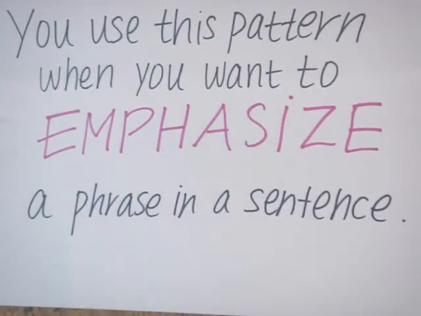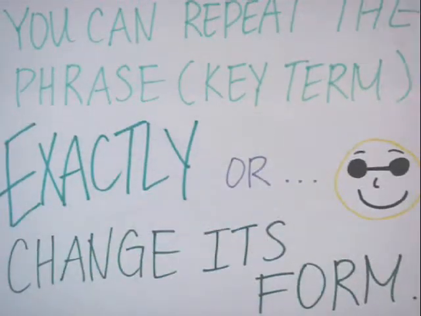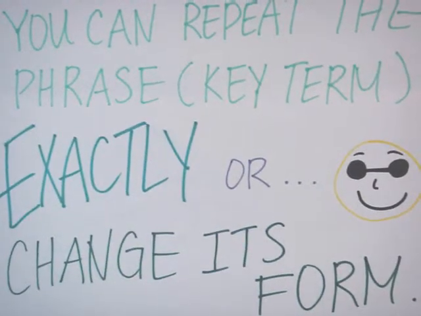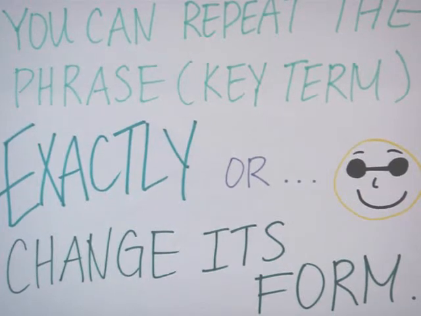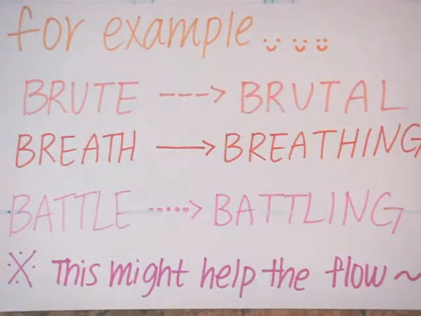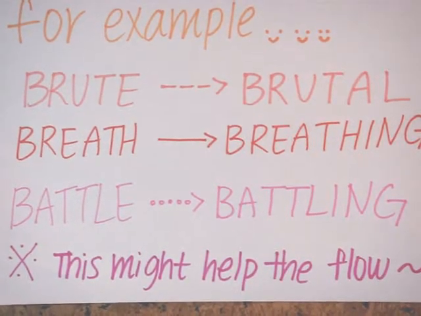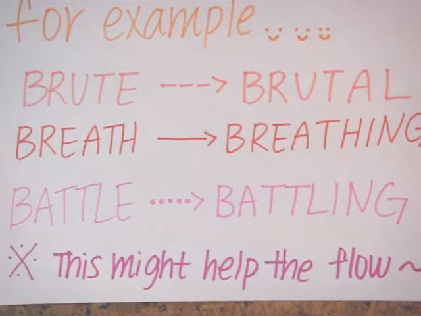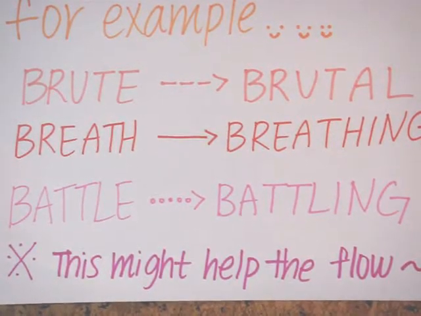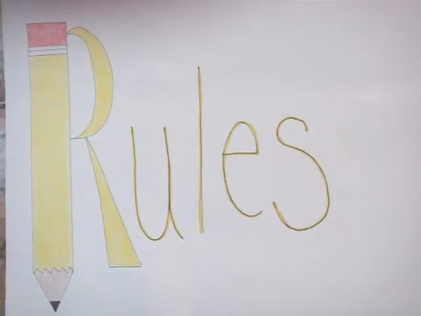You use pattern 9 when you want to emphasize a phrase in a sentence. When using this pattern, you can repeat the phrase or key term exactly, or you could also change its form. For example, brute can be brutal, breath can be breathing, battle can be battling as well. This might help the flow of the sentence, but there are some rules in using this pattern.